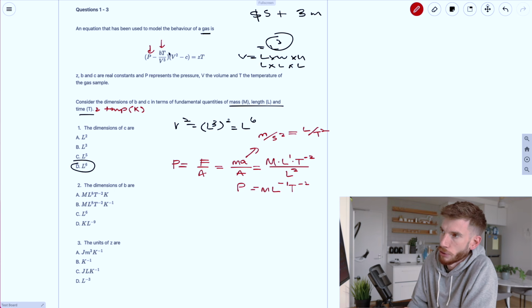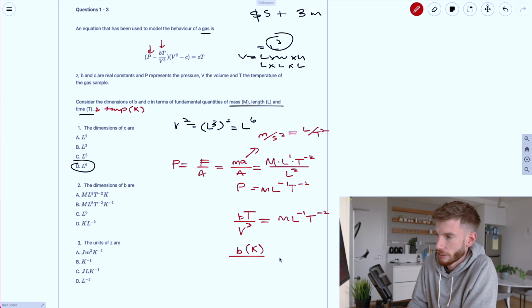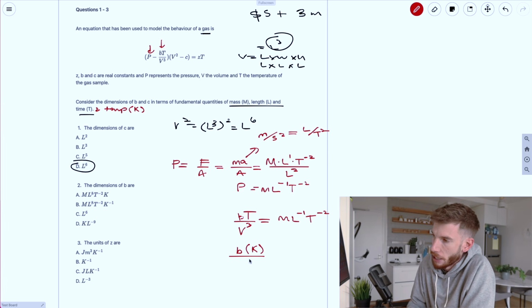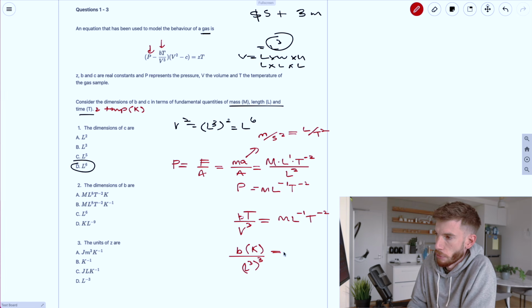We want to then make that equal to BT on V cubed. So BT on V cubed should be the same as M L to the -1, T to the -2. And then we're again going to work out what the fundamental dimensions of each of these parts are. B, we don't know yet. Temperature, which we're going to call K for its fundamental dimension. I'm kind of adjusting that slightly to make it work. And then the volume, we do that same thing, L cubed. This time we're going to cube that. And then we're going to solve for B. So just rearranging the formula.